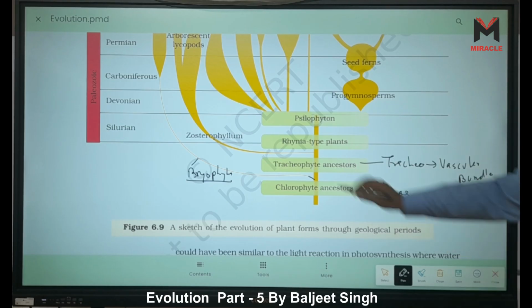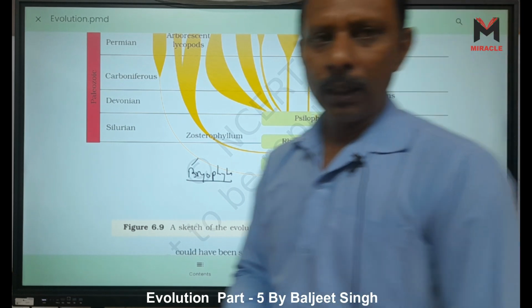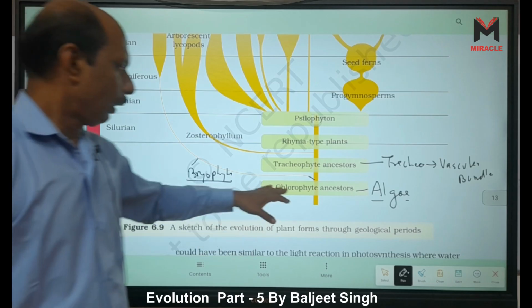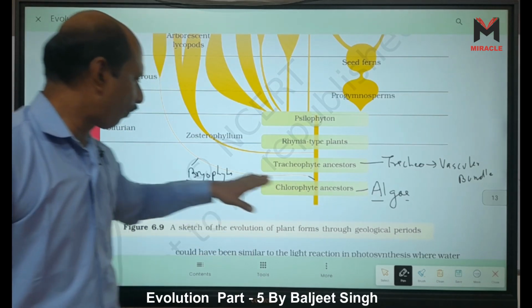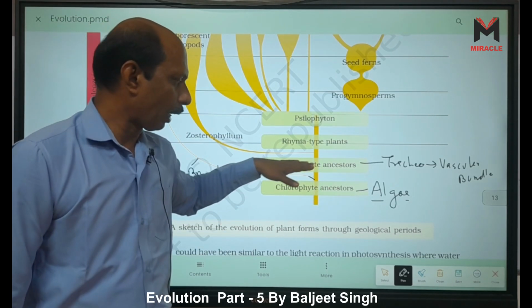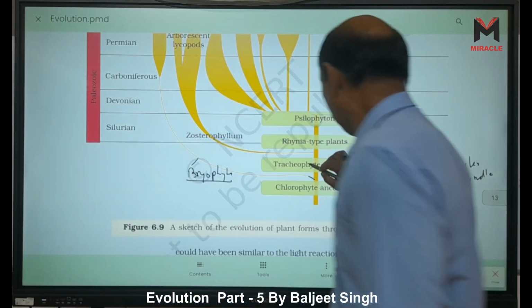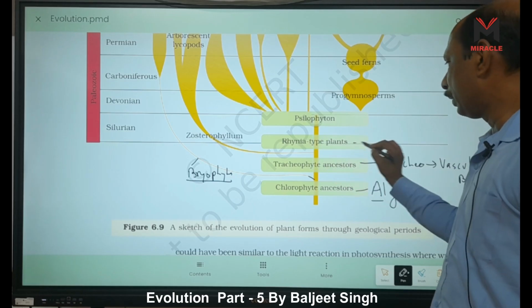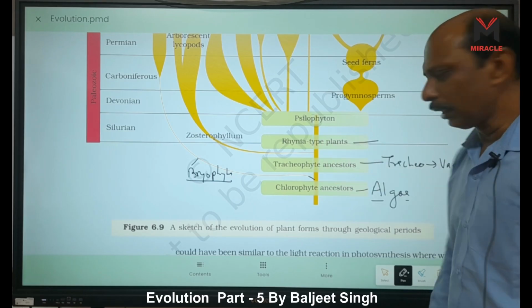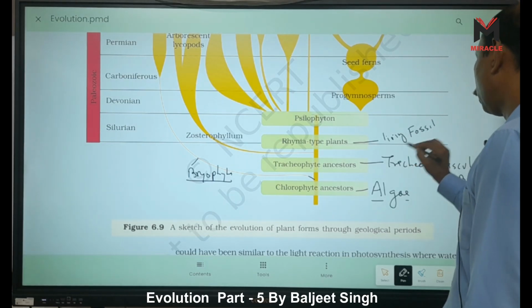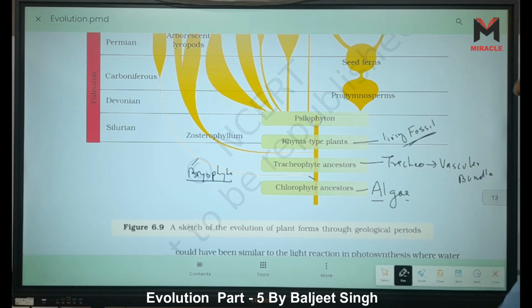Vascular bundles are formed. In tracheophytes we have pteridophytes, gymnosperms, angiosperms. They come into the tracheophytes, right? So chlorophyte ancestor means algae. From algae, bryophytes are formed, and then tracheophyte ancestors are formed. Then Rhynia is formed. Rhynia is a fossil, and this time also Rhynia is there. It is called a living fossil. Today also it is present. It is the simplest type of pteridophyte.